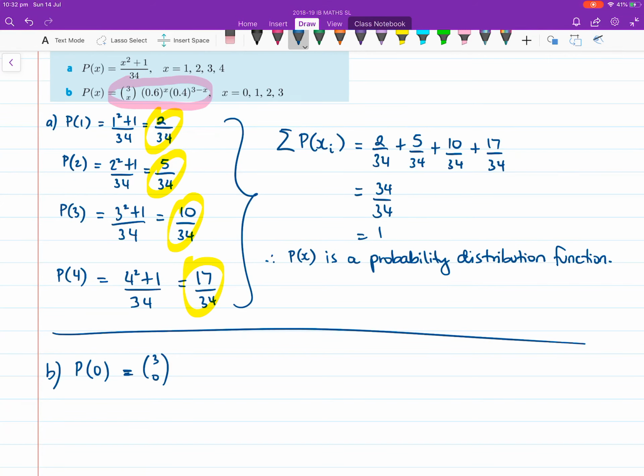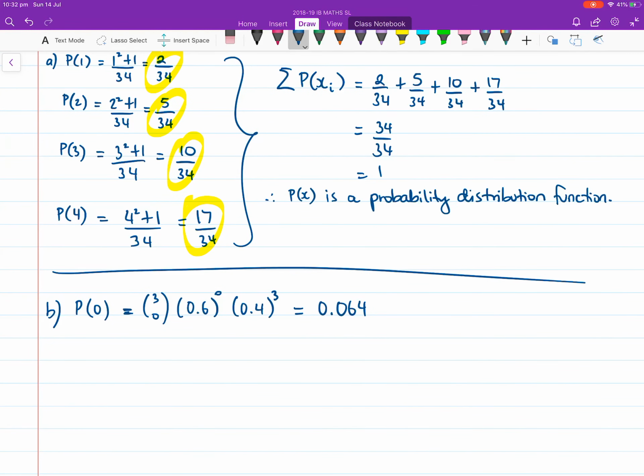You've just got to chuck this in the calculator, use that C combination button. Then you have 0.6 to the power of 0, and then 0.4 to the power of 3 minus 0, which is just 3, right? Easy. I've already got it written down here for you, so it'll be quicker. So we get 0.064, I think.